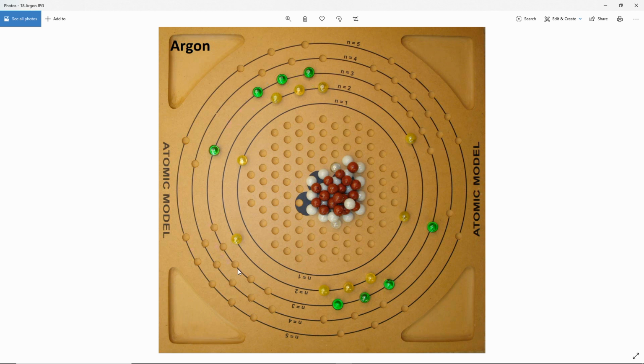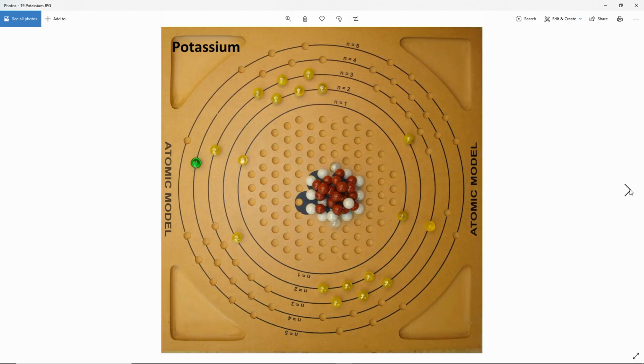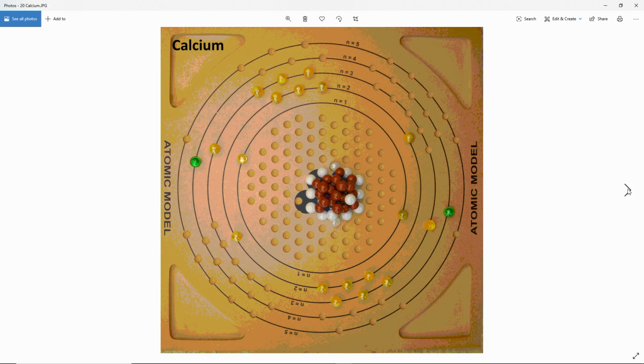We do have more room. The third shell can hold up to 18. There's more room for the third one, but you cannot do that because 8 is the maximum for the outer shell, the last one. So then the next one starts number 4. After 8 electrons in number 3, the next one goes to number 4: potassium. Then calcium. You see 2 in number 4.